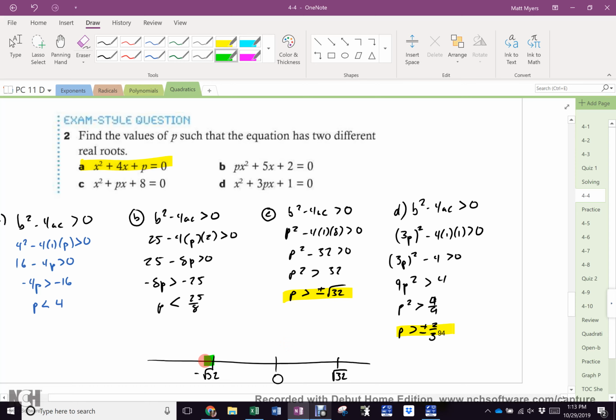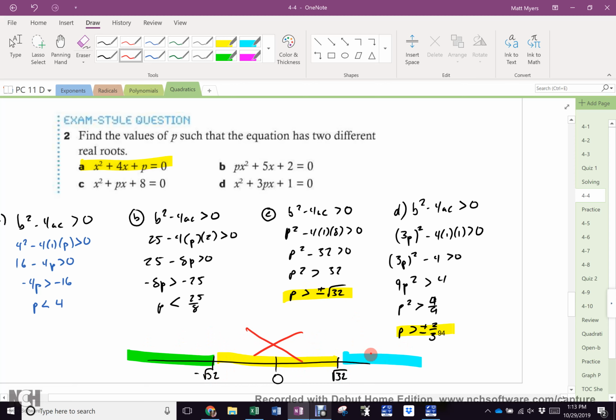Of course, this divides the number line into those 3 sections, yeah? Sometimes it's not 3, but the answers divide the number line up, right? Now, we know already that 0 won't work, yeah? So that means none of these yellow numbers will work. No number between negative root 32 and root 32 will work. So that must mean it has to be out here, right? P is greater than positive root 32.